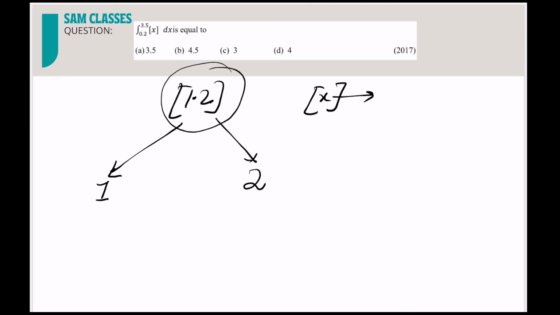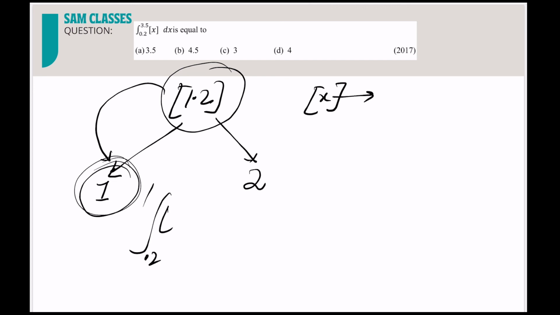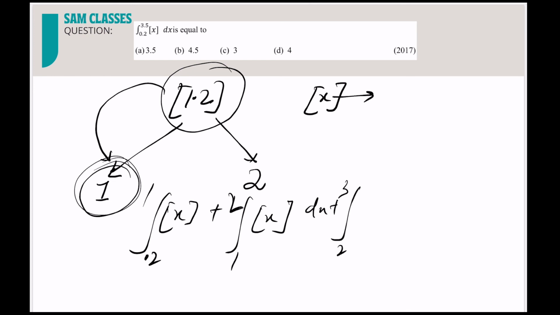Greatest integer, the name suggests greatest integer. But it does the opposite work. It takes the least integer value. Box of 1.2 is equal to 1. So we need to make integer intervals. From 0.2 to 1, box x, plus 1 to 2, box x, plus 2 to 3, box x. I'm not writing the whole thing, plus 3 to 3.5, box x.